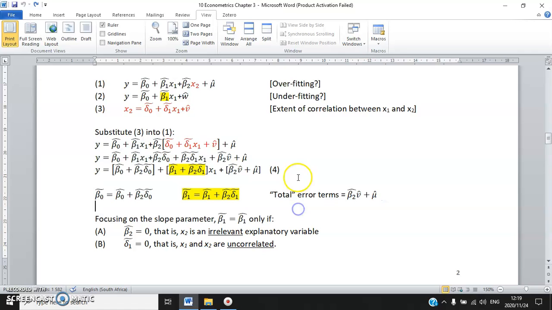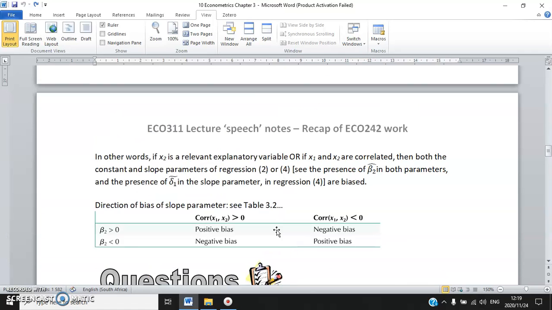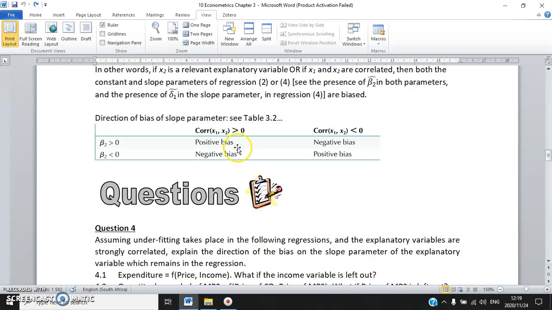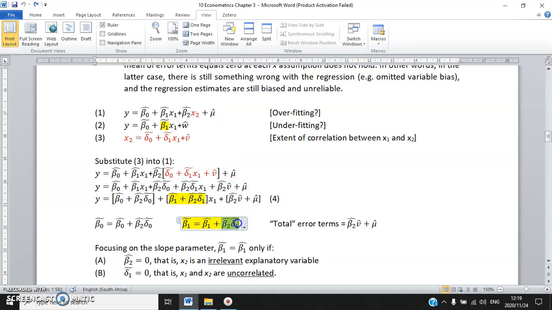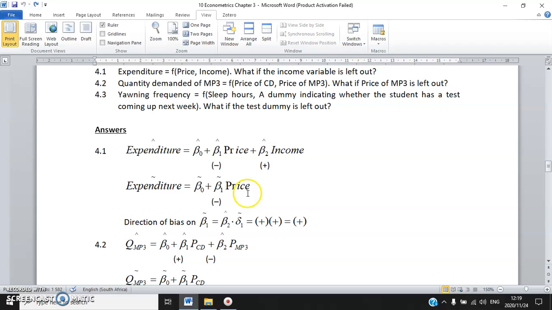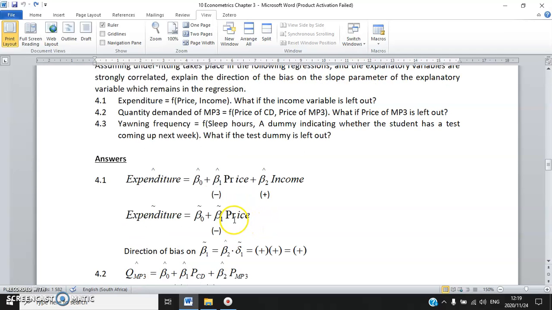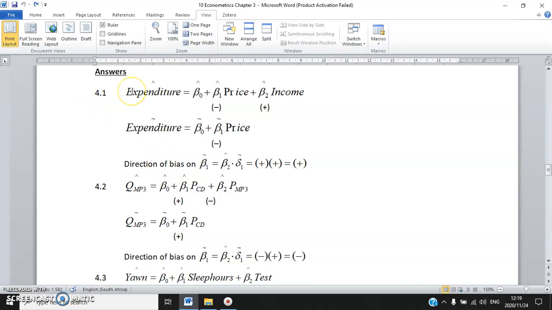I'm going to ask you to do the calculations actually. And then this table is a bit confusing. Okay, I rather want to do a few questions in class, exercise question 4. Okay, I want to know the direction of the bias on this slope parameter as a result of committing underfitting, excluding x2. Okay. Okay, and then this is the formula actually. So let's do all 3 sub questions from question 4. Question 4.1, expenditure.